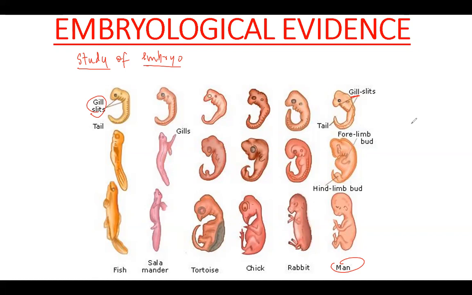But later, a scientist called Karl Ernst von Baer proved that though gill slits appear, the human embryo doesn't undergo the stages of development of the fish. He disproved this. So in that way, it was disproved.